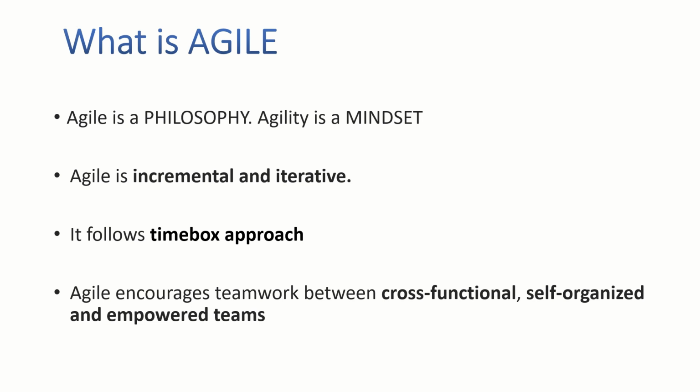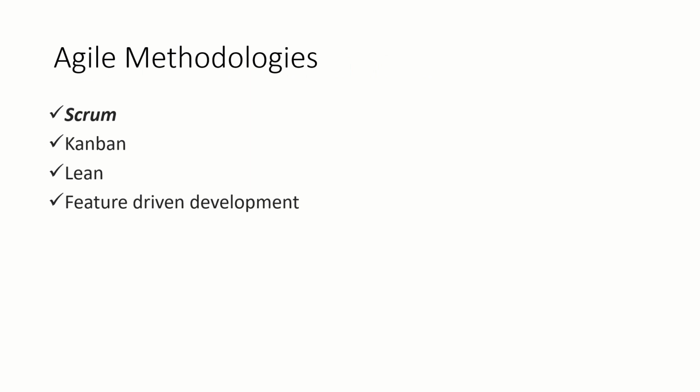So agile methodologies give the team the self confidence, they organize themselves and they empower themselves and work in a cross functional manner to deliver much faster and much more reliable products to the end customer. There are certain methodologies which come under agile. One of them is scrum methodology, the other ones are kanban, lean, feature driven development. So there are some of these methodologies which are listed here.